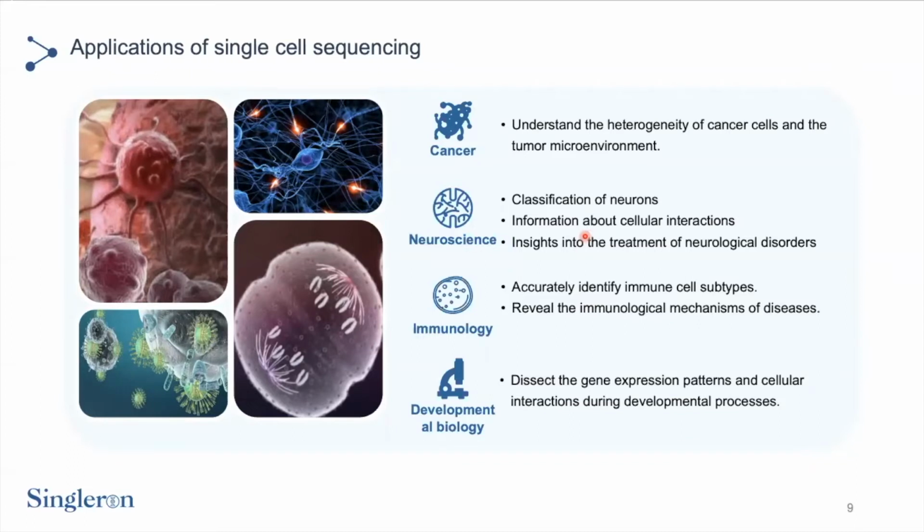For neuroscience, there are many different cell types in our brain, and we can classify those, the classification of neurons, and we can get information about cellular interactions. Also, we can get insights into the treatment of neurological disorders by using single-cell sequencing. Another important usage of single-cell would be accurately identifying immune cell types and dissecting the gene expression patterns or cellular interactions during developmental processes.